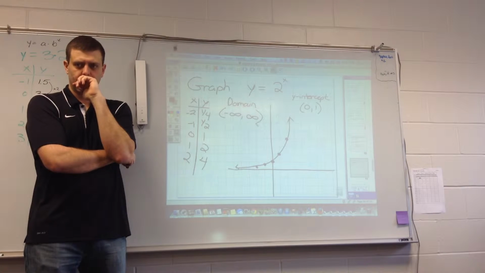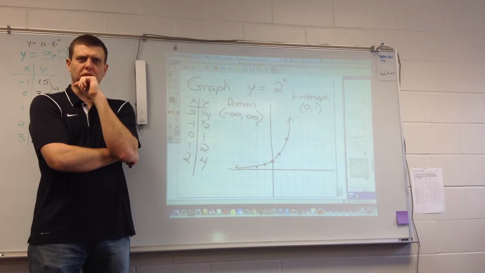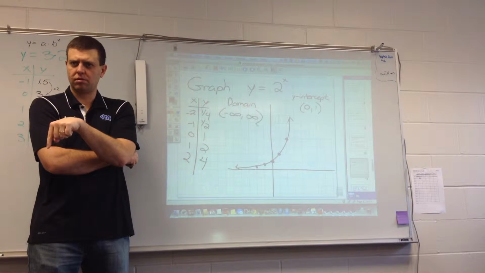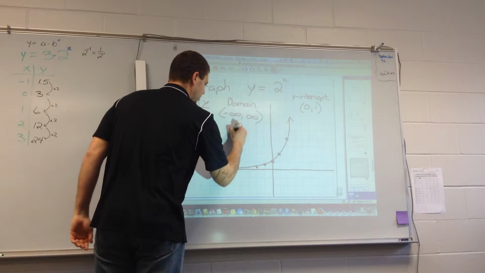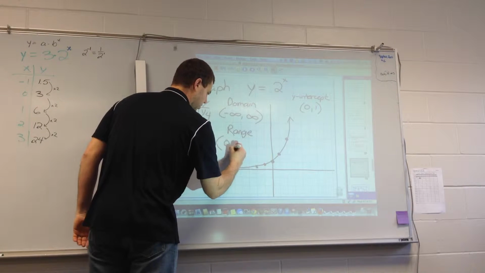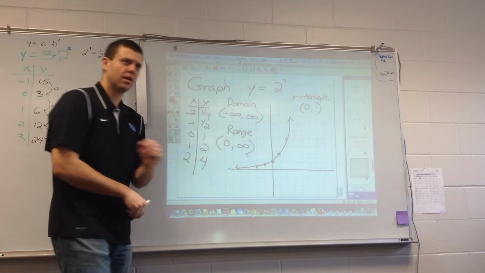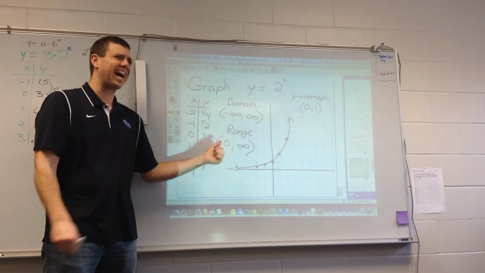Greater than 0 to infinity. Nice job. 0 to infinity. Does the graph ever touch negative y values? No. In fact, does it ever even touch 0? No. Does it get really close to 0? Yes. Okay? So what we do for range then is we say parentheses 0, infinity. It touches every y value from 0 to infinity, but not including 0.